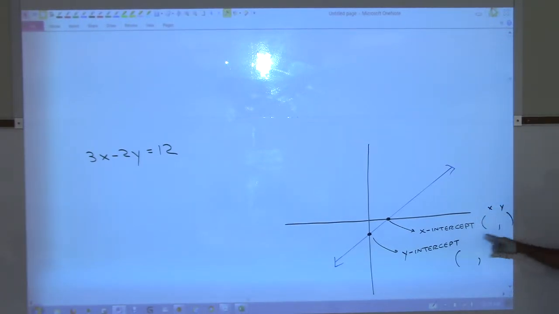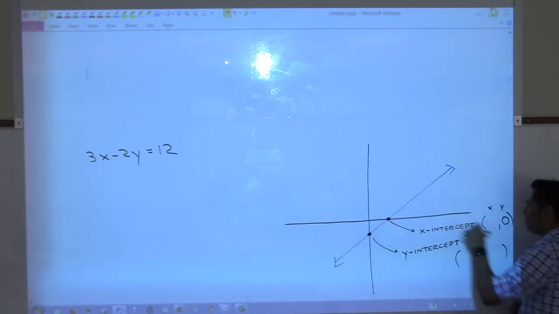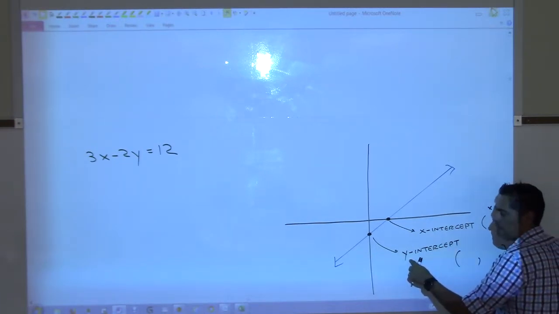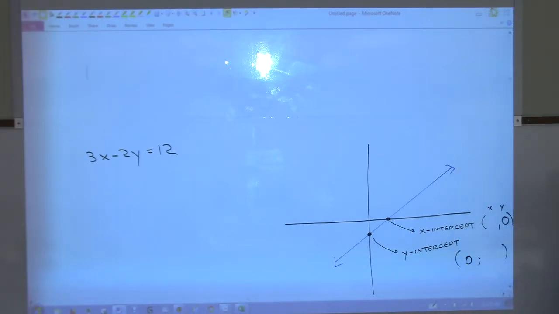Can you tell me what is always going to be true on the x-intercept, no matter what, if you're on the x-axis? The y is 0, right? This y has to be 0, because how far up and down are you going to move? You're not, right? So the x-intercept will always have a y value of 0. What about the y-intercept? Your x, your left and right, will always have to be 0. Agreed? And the only thing that's left for us to figure out is what is the x value here that corresponds to a y value of 0, and here, what is the y value that corresponds to an x value of 0.